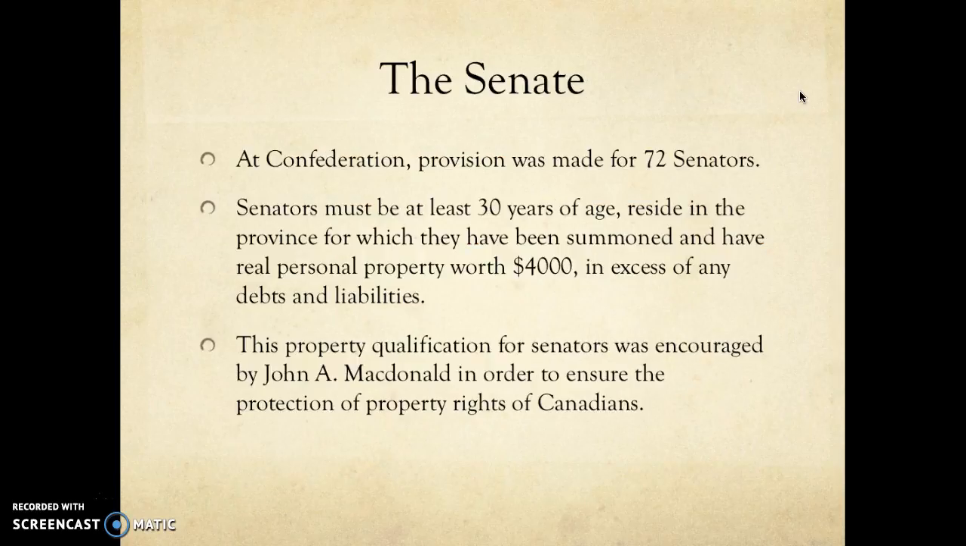The Senate. At Confederation, provision was made for 72 senators. Senators must be at least 30 years of age, reside in the province for which they have been summoned, and have real personal property worth $4,000 in excess of any debts and liabilities. This property qualification for senators was encouraged by John A. Macdonald in order to ensure the protection of property rights of Canadians.